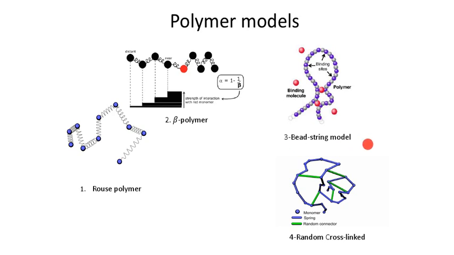The bead and spring model consists of a model of Rouse type, where in addition binding molecules can move and can bind to a specific site, bringing together 2 parts of the polymer. Finally, the random cross-link polymer uses the same idea, but instead of having moving molecules, cross-linkers are added between 2 points of the polymer, so bringing together again 2 parts that are not necessarily close by.